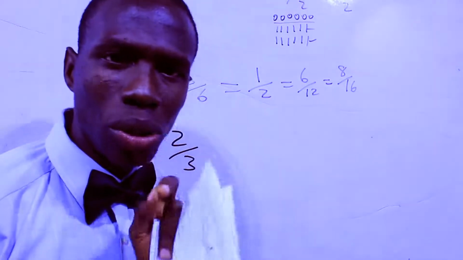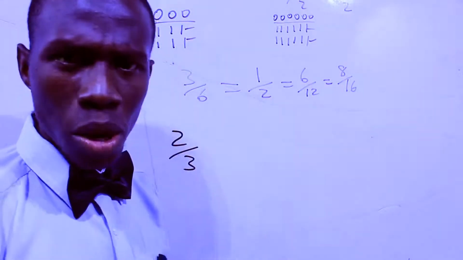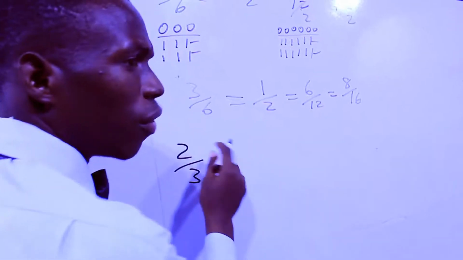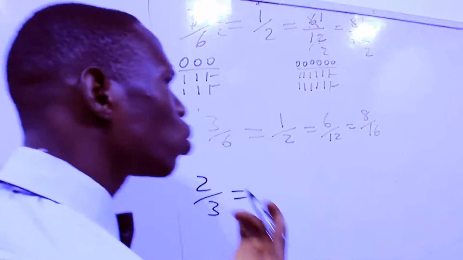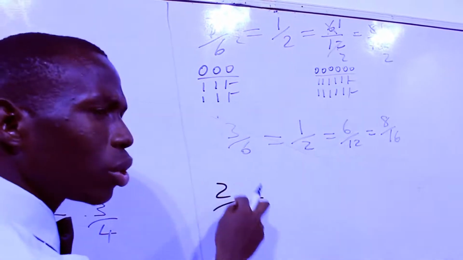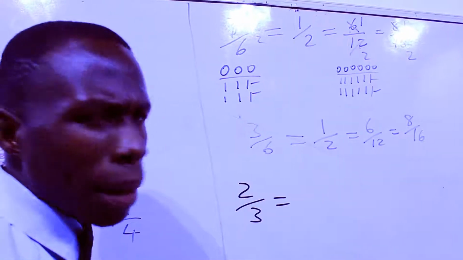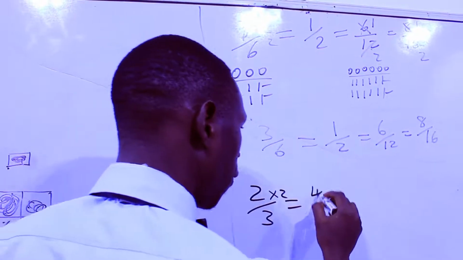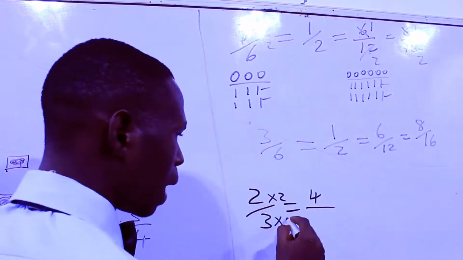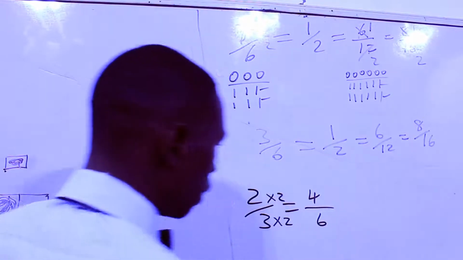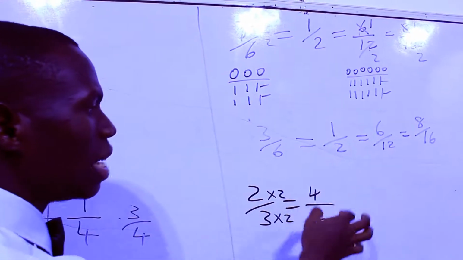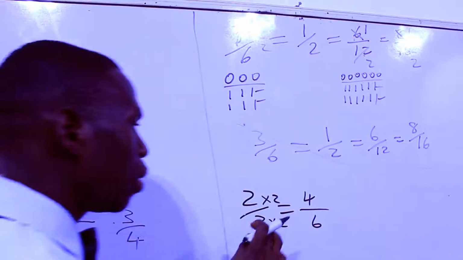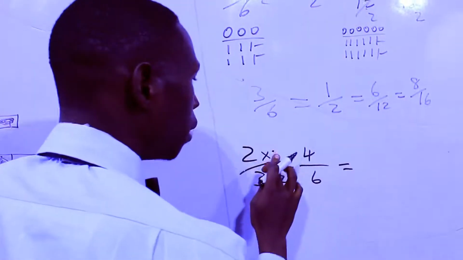You can do that using multiplication. If I want to get an equivalent fraction of this, I may decide to multiply the numerator and denominator with any number. I can use 2. 2 times 2 is 4. 2 times 3 is 6. That means 4 over 6 is an equivalent fraction of 2 over 3.